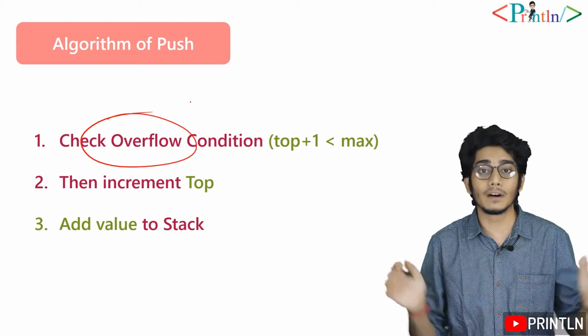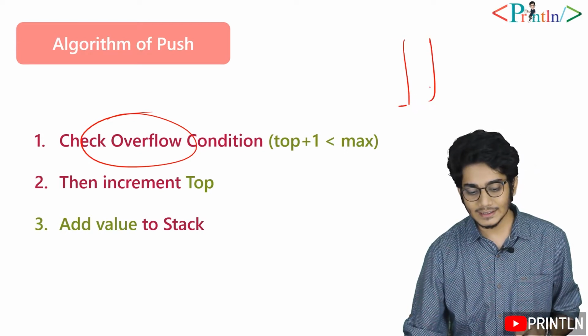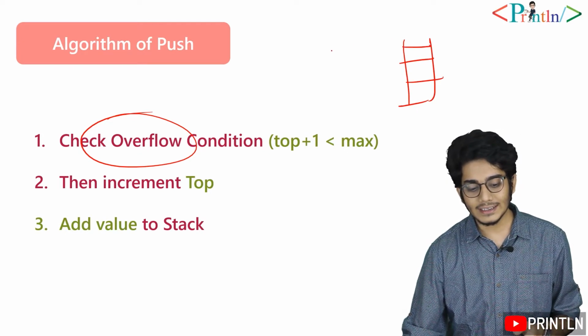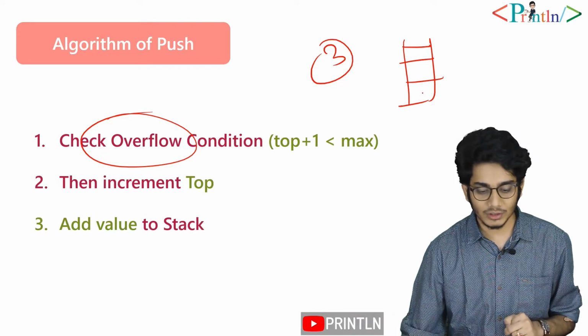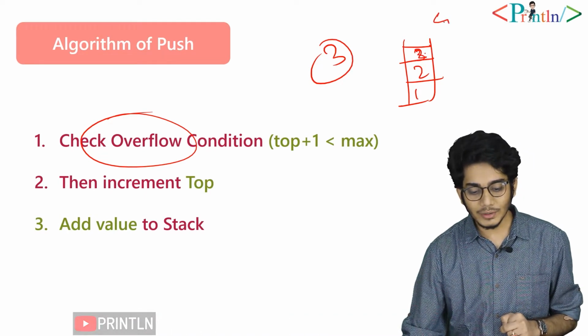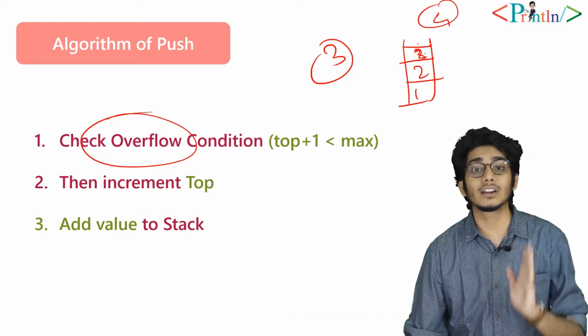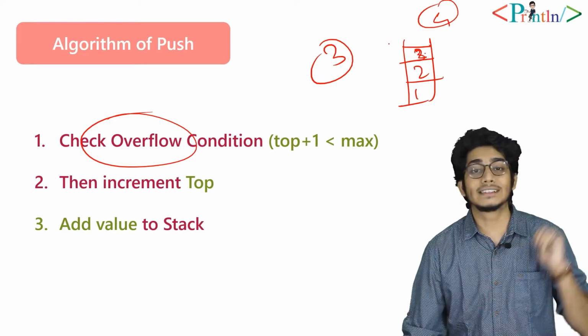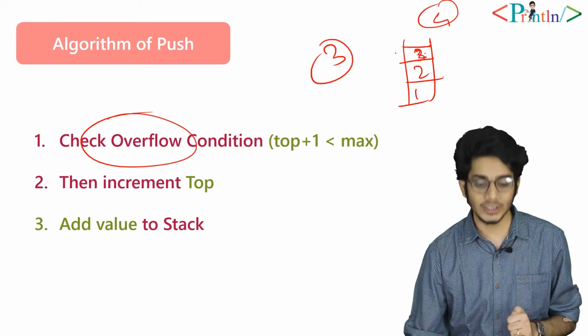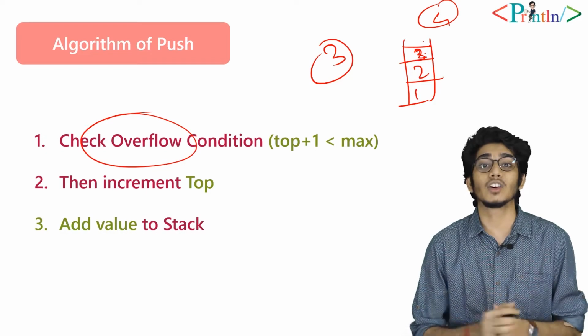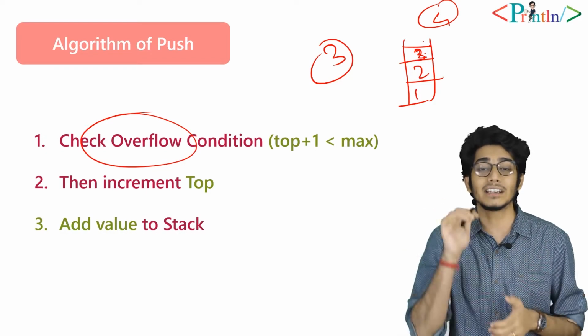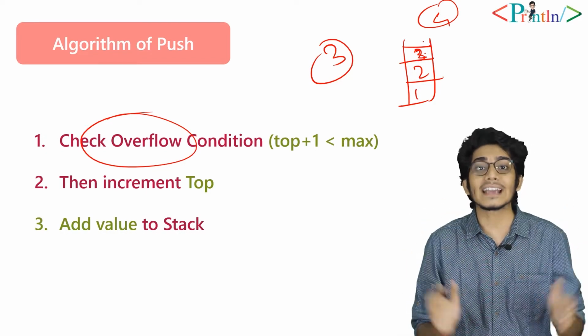So what does overflow mean? Let's say that this is your stack and it can contain 3 elements. So 1, 2, 3. Can you insert a 4th element here? You cannot insert the 4th element. So that is basically what the overflow condition is. Overflow condition means you cannot insert any element into your stack because your stack is full.